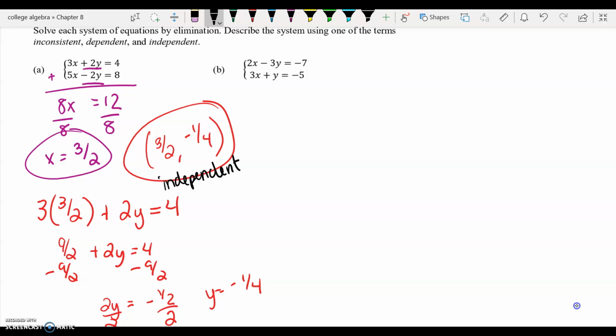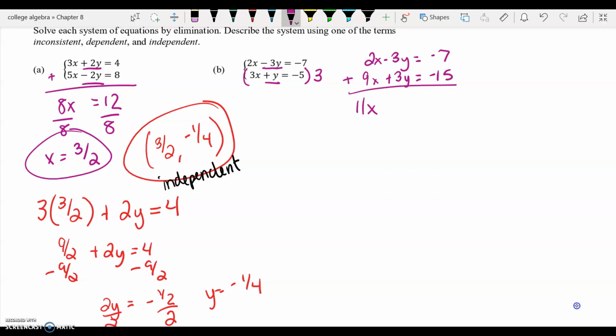Next one, you cannot eliminate anything right away, so you sometimes have to multiply an equation. You see how this is a negative and this is a positive? So it's easiest to change the one that has a 1 in front of it, so the one down here. I'm going to multiply this whole equation by 3. So now my top equation stays the same. The bottom equation becomes 9x plus 3y equals negative 15. Now I can add them.